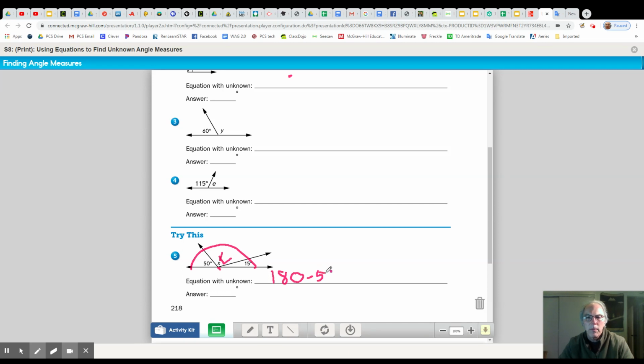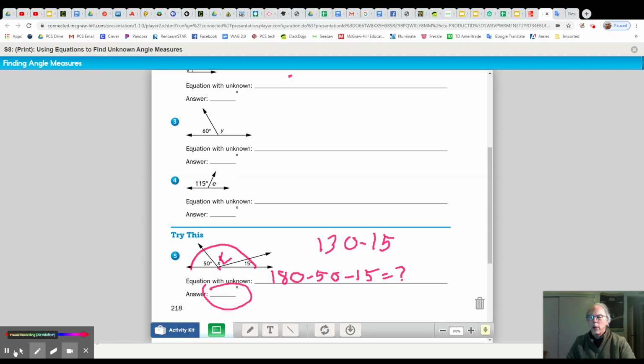So 180 minus 50 minus 15 equals the missing angle. Oh, could have made it x. So 50 and 15, 180 minus 50 is 130. 130 minus 15. I'm going to let you figure out the rest, and you put your answer down there. So that's what you do with the rest of these problems.